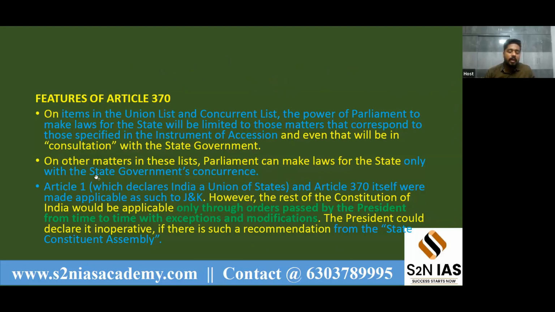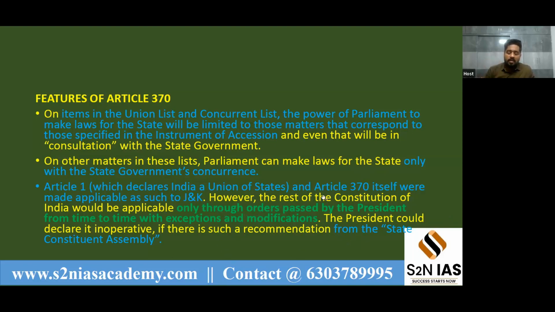So only Article 1, that is India, Union of States, within the Union of States, Jammu and Kashmir will be there in its place. And Article 370, those protections given in the instrument of accession will be there. Except these two, the other articles were not applicable to Jammu and Kashmir before 2019. However, the rest of the Constitution of India would be applicable only when you pass orders from the President of India from time to time.